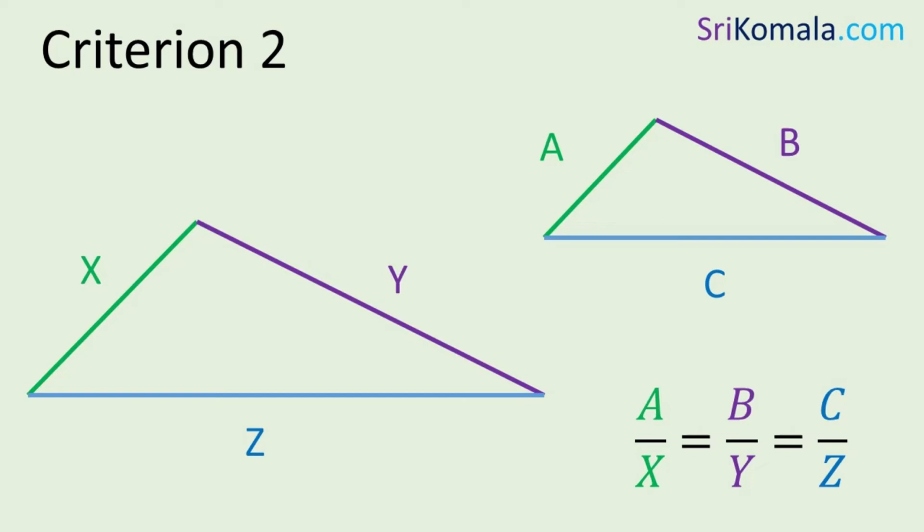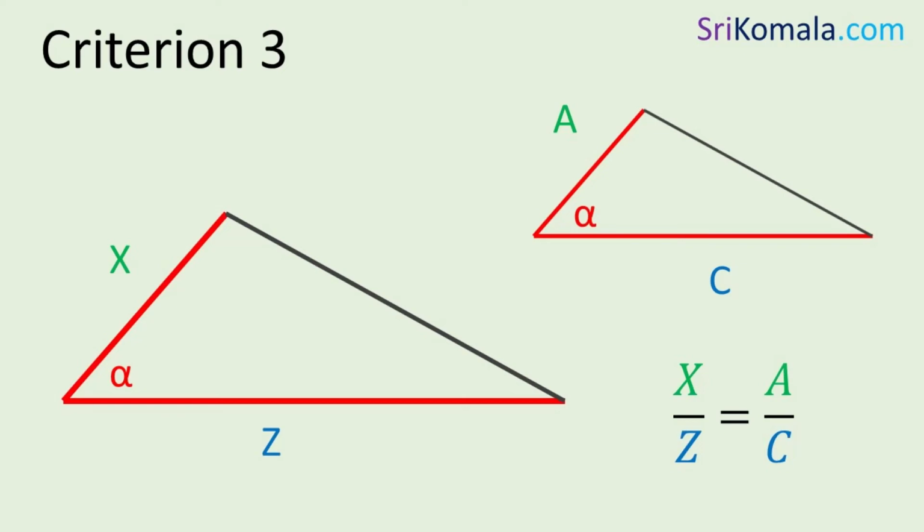Criterion number 2. If the ratios of the three pairs of corresponding sides in two triangles are equal, then the two triangles are similar triangles. If this criterion is fulfilled, there is no need to consider other criteria.